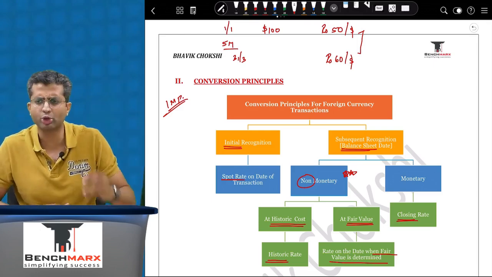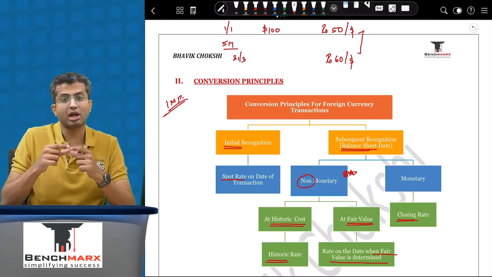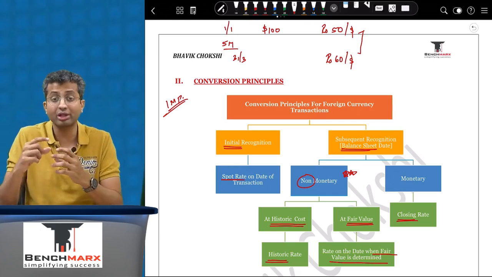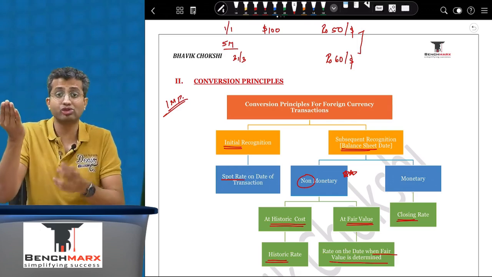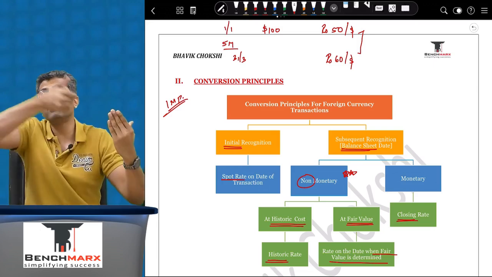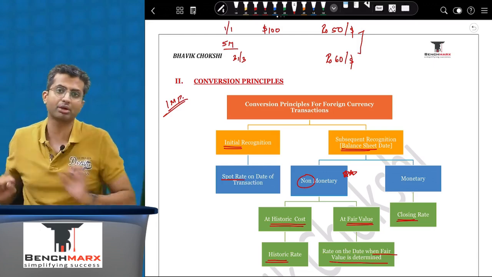Sir, we are not able to understand. For example, land using the revaluation model. So when the land is at $100 and it goes up to $150 under the revaluation model, the upward revaluation does not go to the profit and loss. Instead, the upward revaluation for that non-monetary item goes to the revaluation surplus, which is a part of OCI.